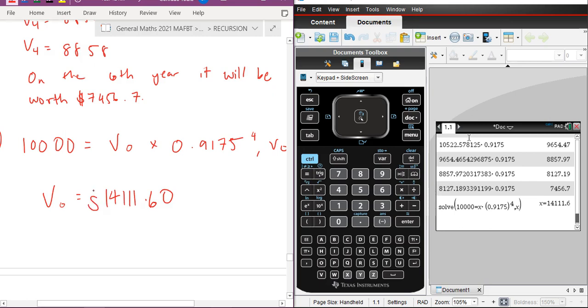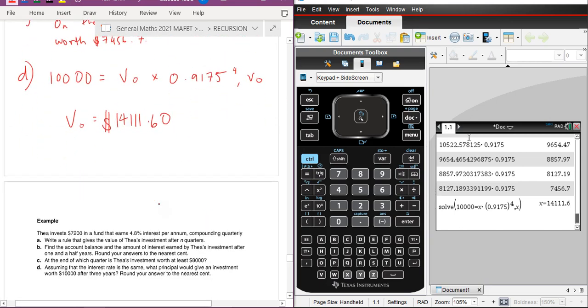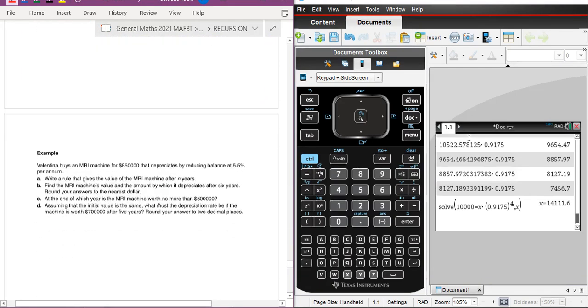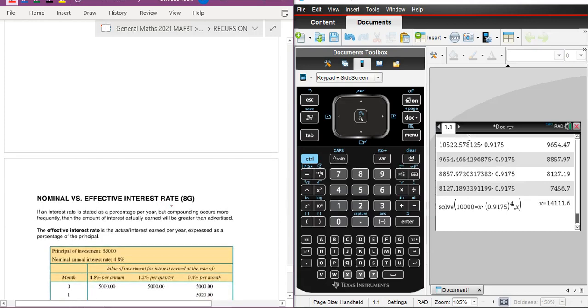Cool. Give me a second while I finish this one. And that's basically it for that question. I'm going to stop there and let you guys continue on with 8F now. Okay, so work on 8F.